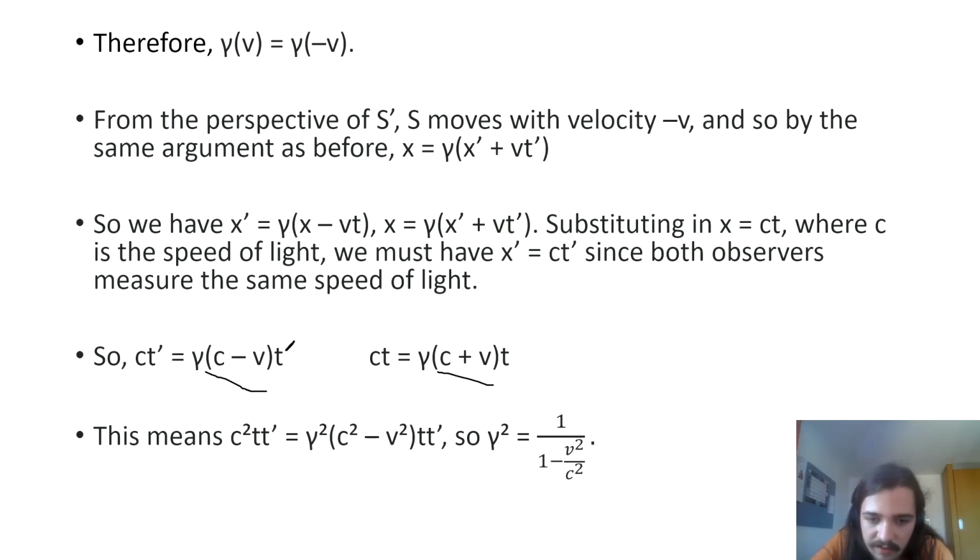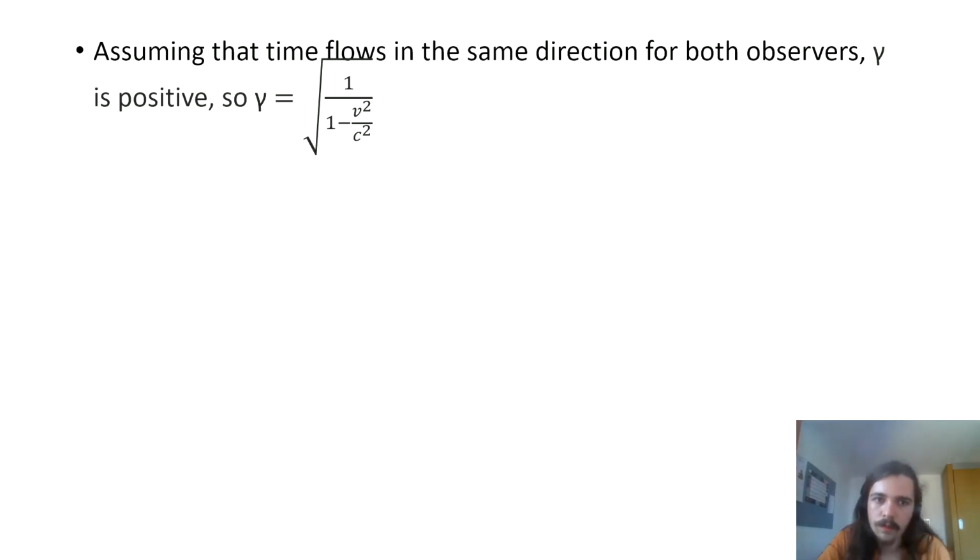So we can rearrange that to say gamma squared equals 1 over 1 minus v squared over c squared. So that's our value for gamma squared. And then if we assume that gamma is positive, then that means gamma is the square root of 1 over 1 minus v squared over c squared. Gamma being negative also satisfies the equations, but what it equates to effectively is one observer going back in time, which we're assuming is not really something that's possible as far as we know.